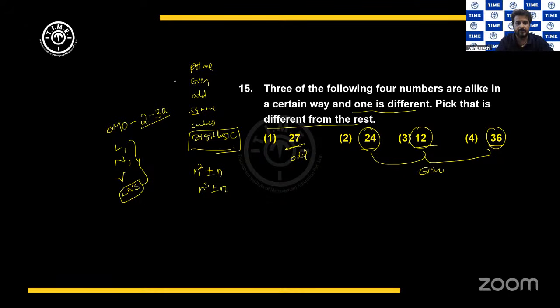See, whatever the list of logics given, this is not the exhaustive list of logic. There could be several logics or others also possible. I just gave you some important logics. Divisibility rule: all these numbers are divisible by so and so number, and this number is not divisible by that number. Divisibility.